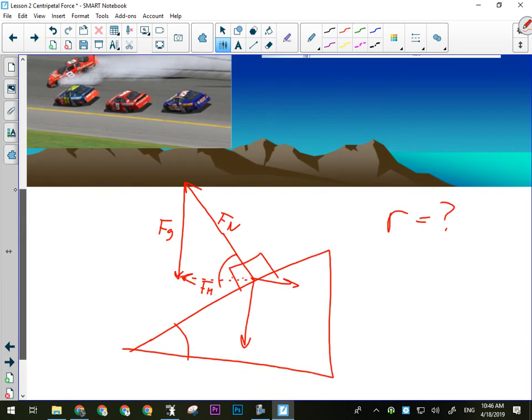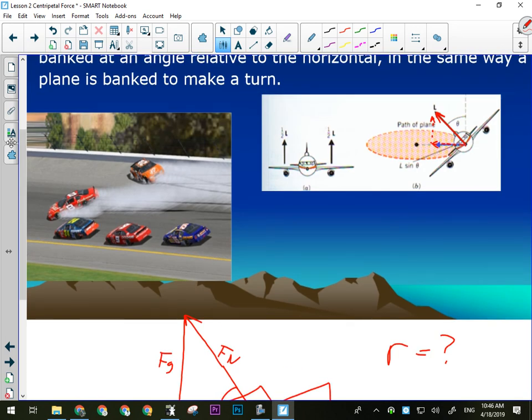NASCAR, on the other hand, their corners are extreme. In fact, in order to pave these corners, they have to park a crane on the other side of the corner and extend the boom out and hold the paving machine on the corner with the crane. Otherwise, the paving machine will tip over and slide down into the center. They're banked that much.